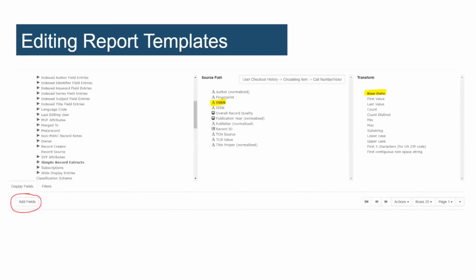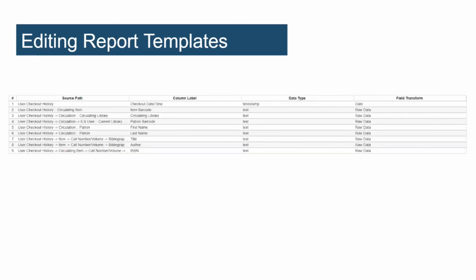Select ISBN from the list of fields and raw data from your transform. While in the Display Fields tab, click Add Fields to add the new display field to the list. If we're successful, we should see ISBN appear at the bottom of our display fields.